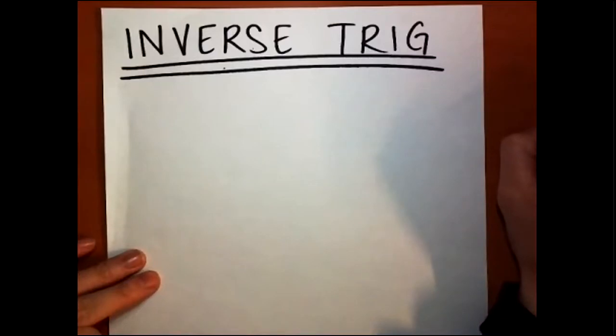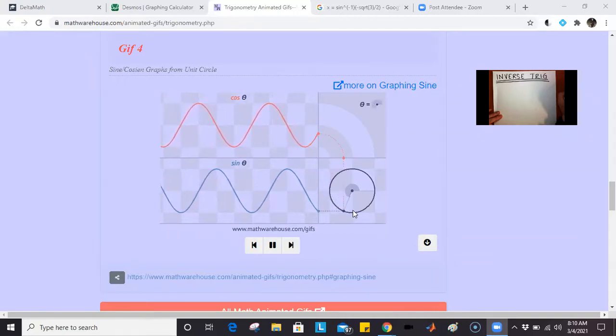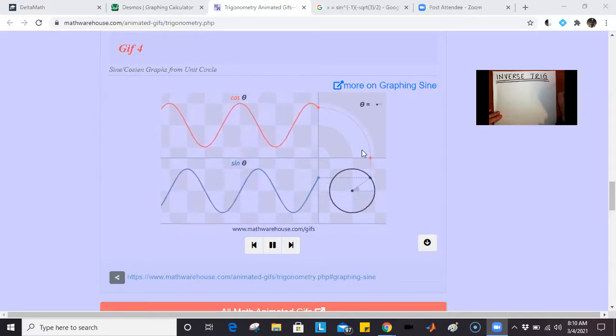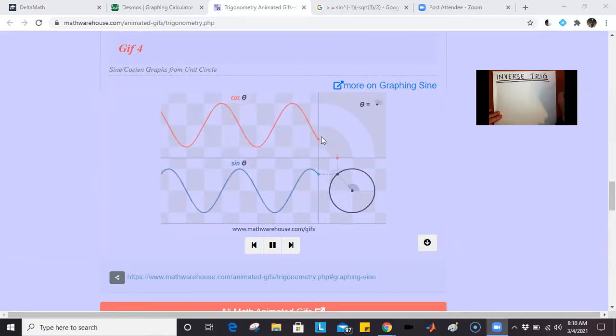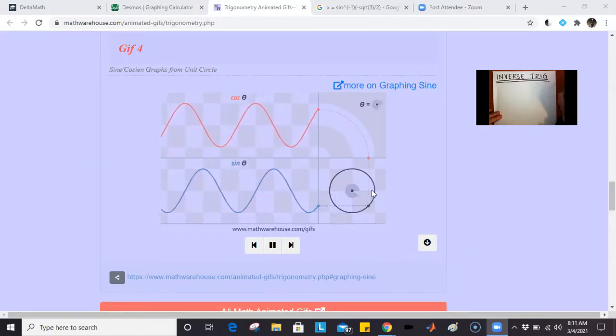What's up, scholars? Today we're talking about inverse trig, but before we do that, I want to show you this very cool GIF that I found. All right, so check this out. This walks around the unit circle and graphs out its x value everywhere. That's what the graph at the top is showing you, the x value as this traces around.